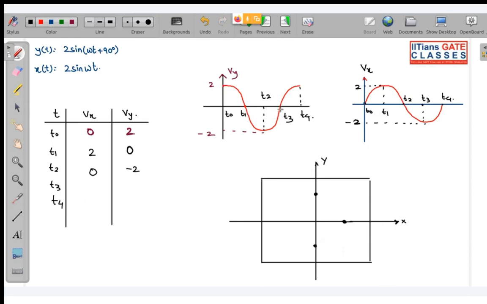Next, for T3, you can see what? For T3, it is basically your Vy is equal to 0, Vx is equal to minus 2. So this will be someplace over here. And in the last case, T4, you can see that Vy is equal to plus 2 and Vx is equal to 0.